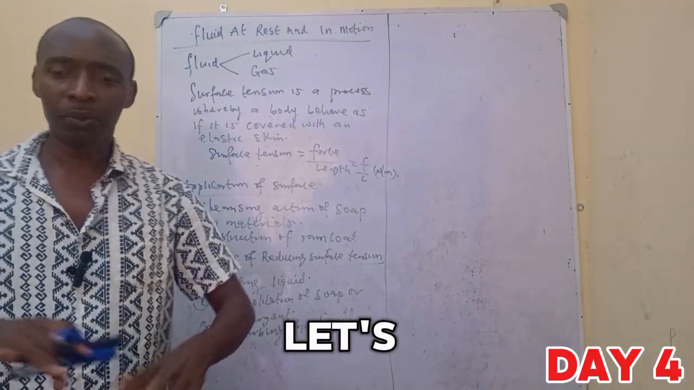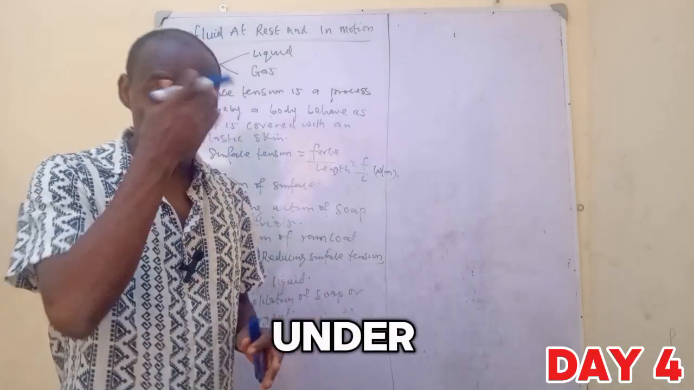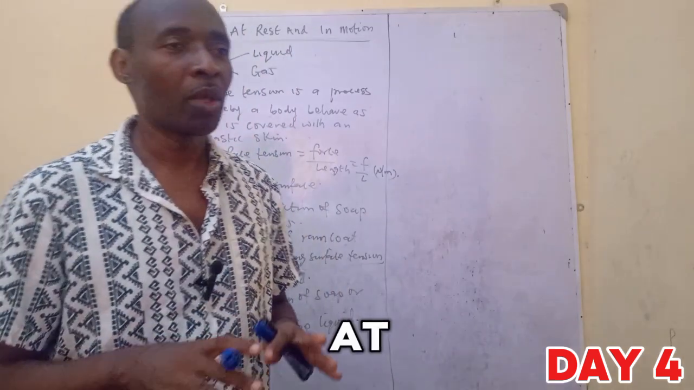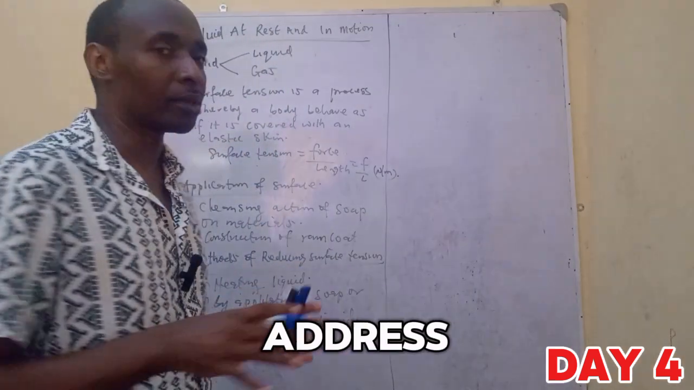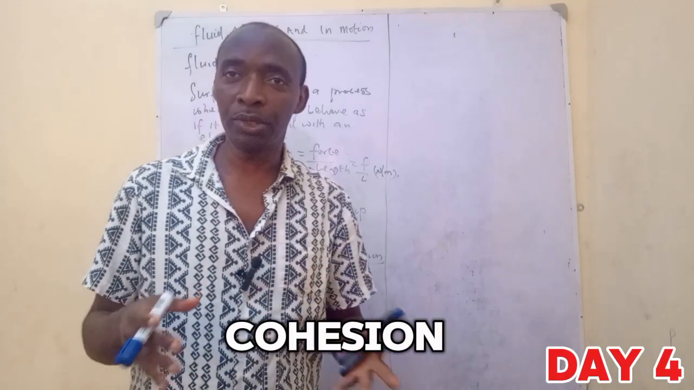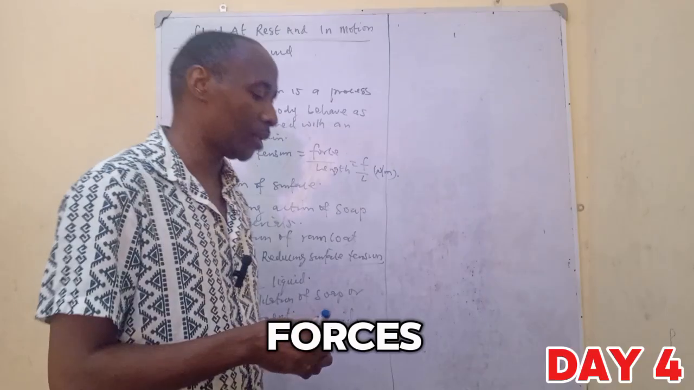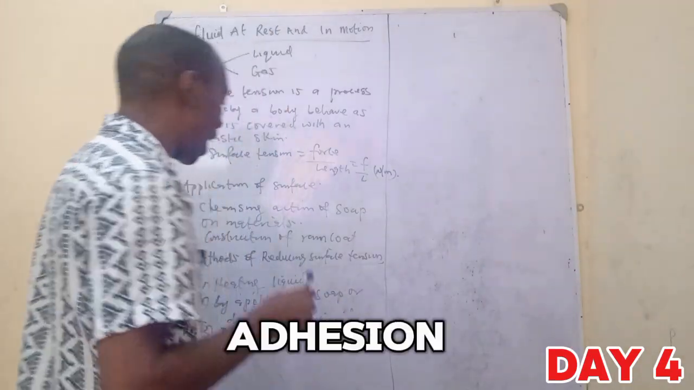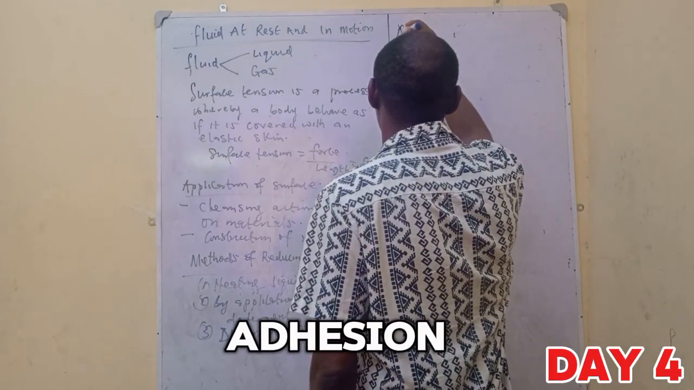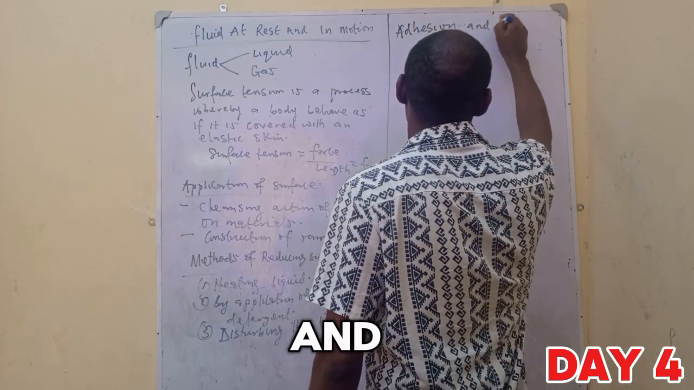Let's take a quick look at another term under surface tension. There are some forces that we need to look at when you are dealing with a fluid at rest and in motion. Those forces are called the force of cohesion and the force of adhesion. So let's look at adhesion and cohesion.